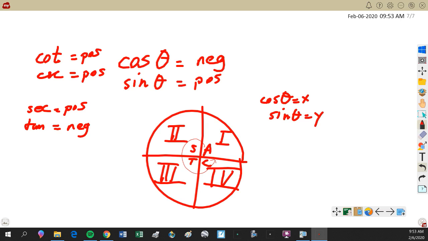Okay, what about the secant is positive and the tangent is negative? What quadrant would that be in? Well, the tangent is positive in 1 and 3, and the secant is positive in 1, and secant matches up with cosine, so it'd be 1 and 4, so it'd have to be quadrant 3.